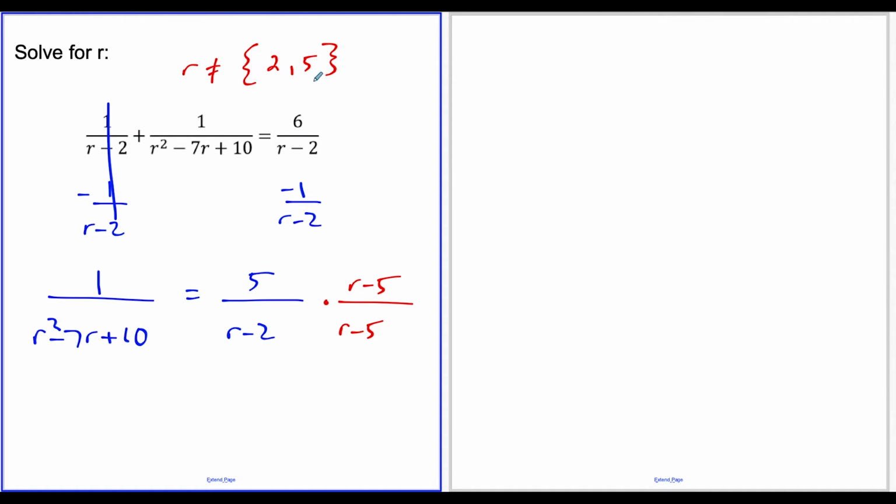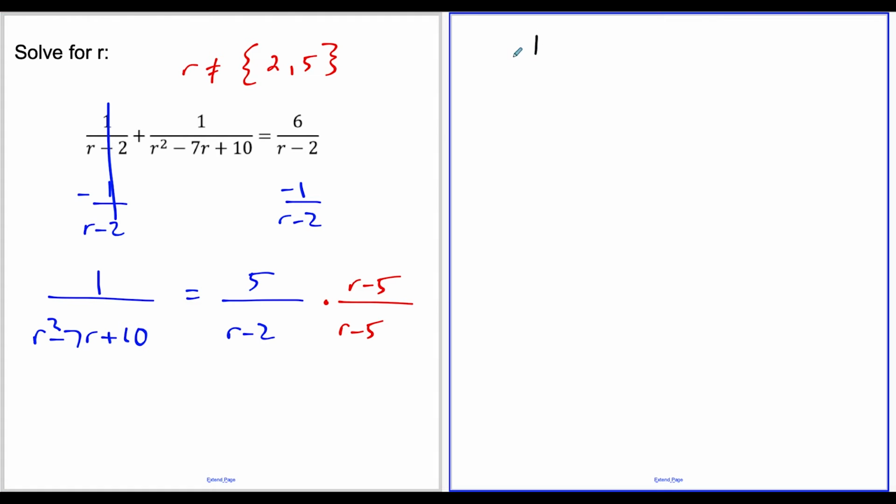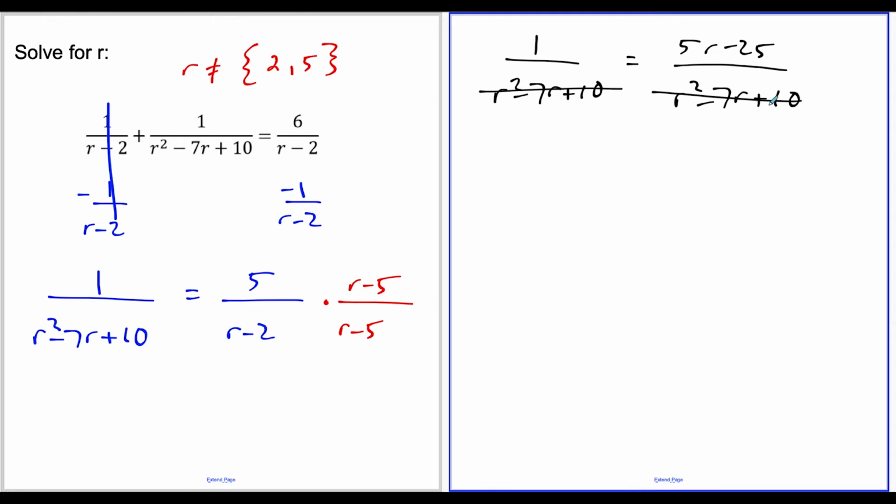So our solution cannot be r equals 2 or 5. Remember, once we get the denominators to match, we'll go ahead and write this in the next line. We have 1 over r squared minus 7r plus 10 equals, and then if we distribute, we have 5r minus 25 over r minus 2 times r minus 5, which is going to give us the same thing. We have r squared minus 7r plus 10. At this point, we could just cross off both denominators, and we write what's left in the numerator.